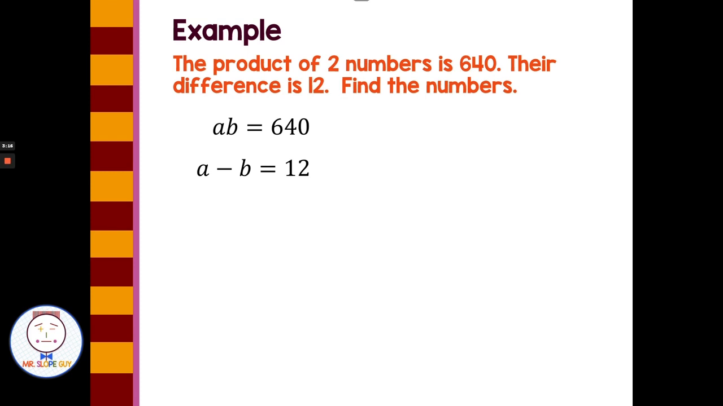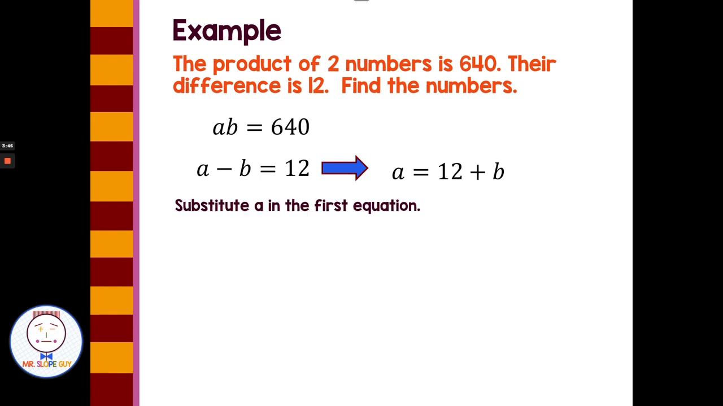With a system of equations, you need two equations, and you can solve for two variables if you have two equations. So I think I would take this second equation and solve it for A. So to solve for A, I just add B to each side. And if A is equal to 12 plus B, then A can be replaced with 12 plus B. So I'm going to take 12 plus B and put it into that top equation for A. So I'm going to substitute A into the first equation.